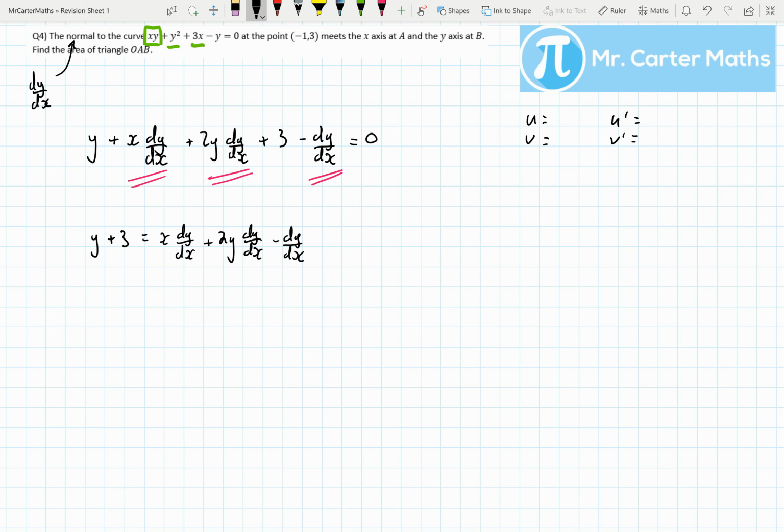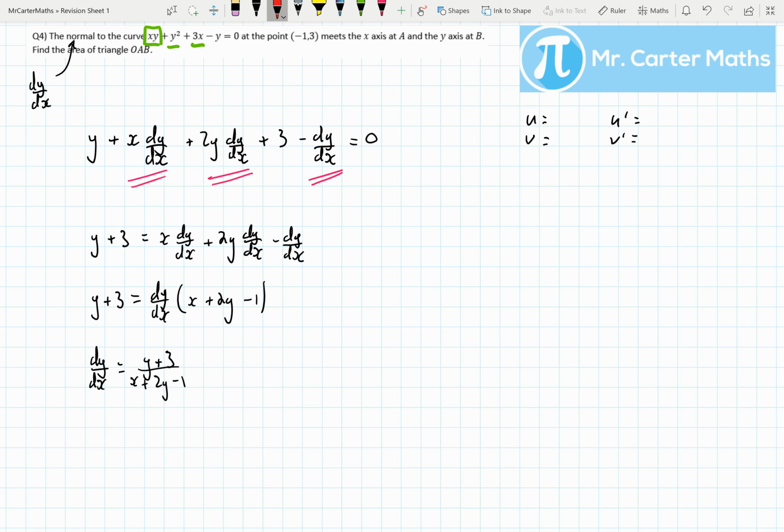Factorizing that out, I get y plus 3 equals dy/dx multiplied by x plus 2y minus 1. And that lets me come up with an expression for my derivative. dy/dx equals y plus 3 divided by x plus 2y minus 1. Okay, so that's my derivative, an expression for the gradient at any point.